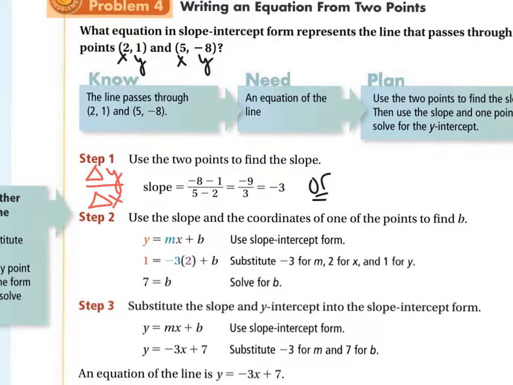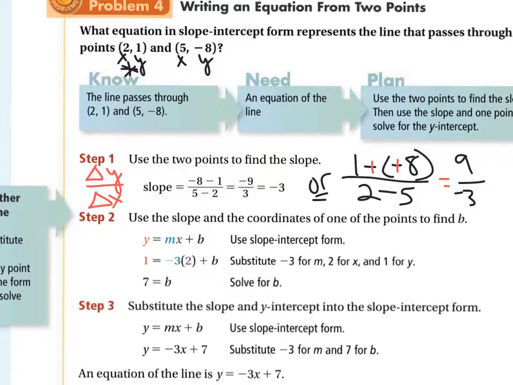You could have otherwise, if you started with 1 for the y value, done 1 minus negative 8. If I start with the 1 for the y, I have to start with the 2 for the x. So that would be another option, putting them in the other order. That would be 9 over negative 3. 9 divided by negative 3 is negative 3, and that's the same as the answer they had. So the slope is negative 3.